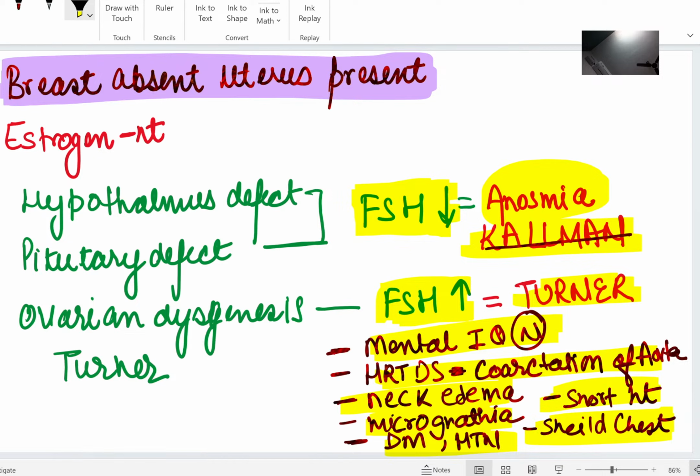So these are very typical characteristics they are going to ask you. First of all, their height is very short because one X gene is absent. And they have a shield chest, that is, no breast. Then they have neck edema, micrognathia, diabetes mellitus and hypertension. Is it okay?